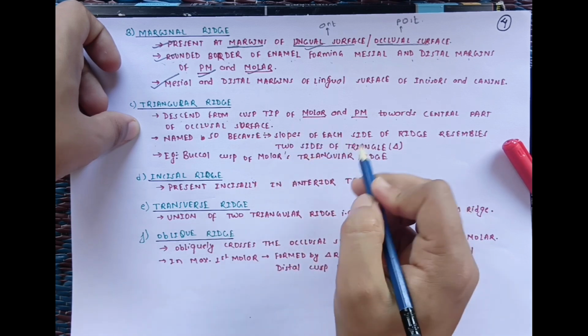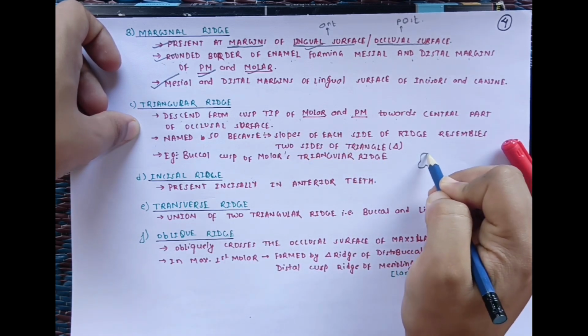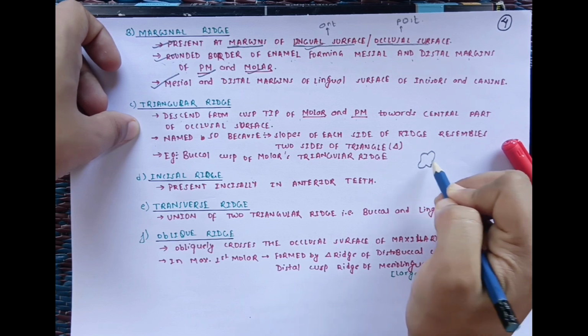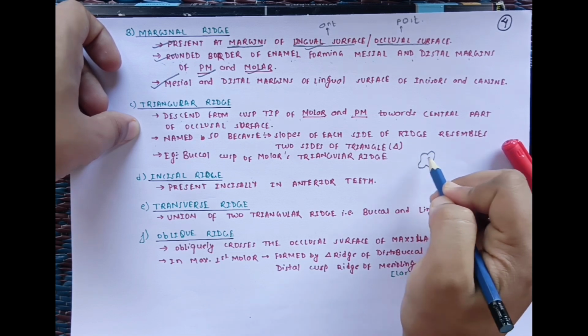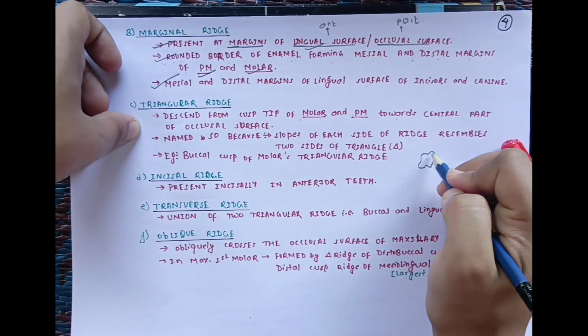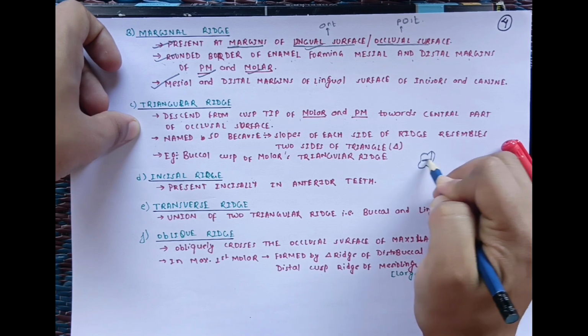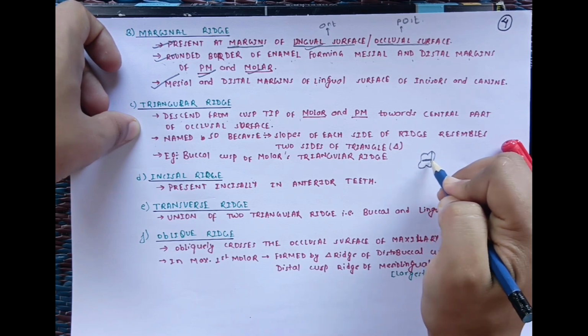In our tooth surface, as we can see, let's think that this is the maxillary occlusal surface of the maxillary first molar. In this we can see that if this is a cusp, then from the cusp it goes to a central portion, this central portion of the occlusal surface of the maxillary first molar.